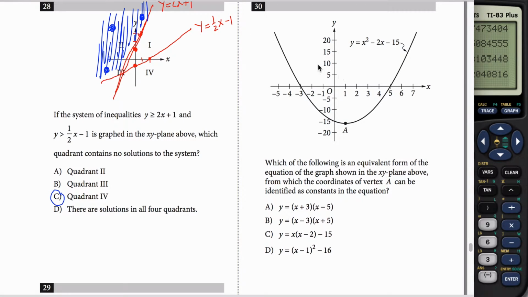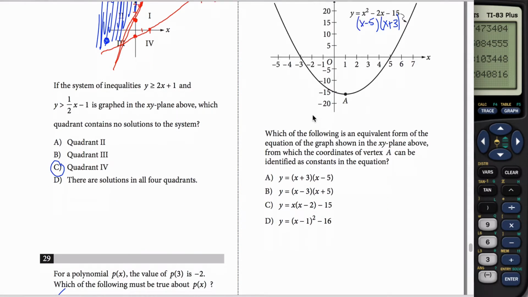What about 30? You're given this graph here, x squared minus 2x minus 15. And you might be like, I can factor that. I'm really good at factoring. I spent lots of time factoring. This factors into x minus 5 times x plus 3. And I'm like, yeah, that's right. That's great, but that's not the answer. It's true, but that's not the answer.